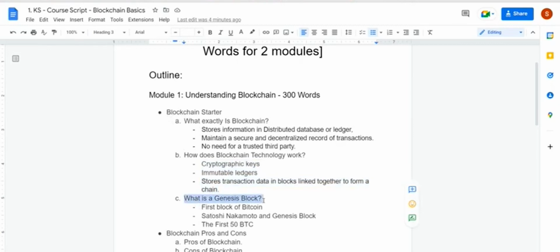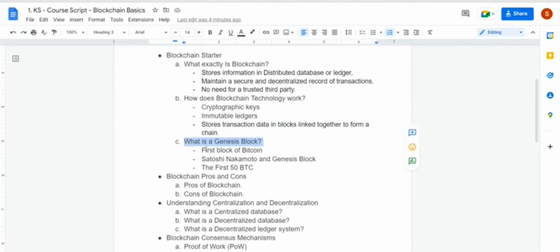And you can see in C, what is a genesis block. We set out: first block of Bitcoin, Satoshi Nakamoto, and Genesis block, the first 50 BTC. The presenter will elaborate on this idea. So I hope you have a better view on this.